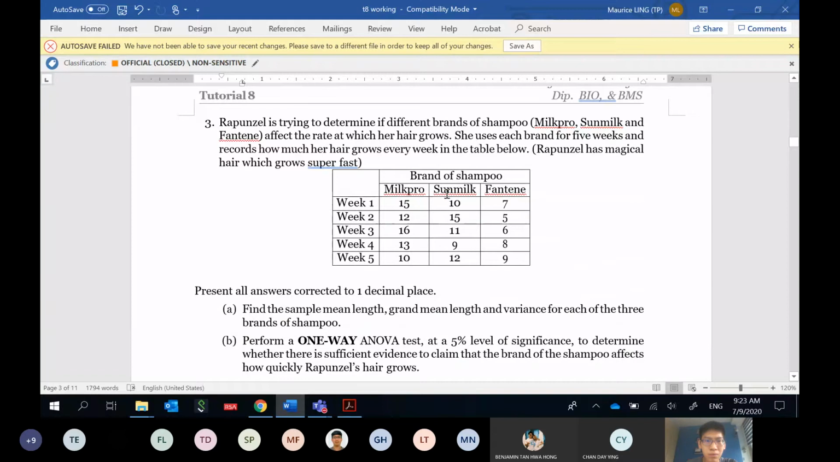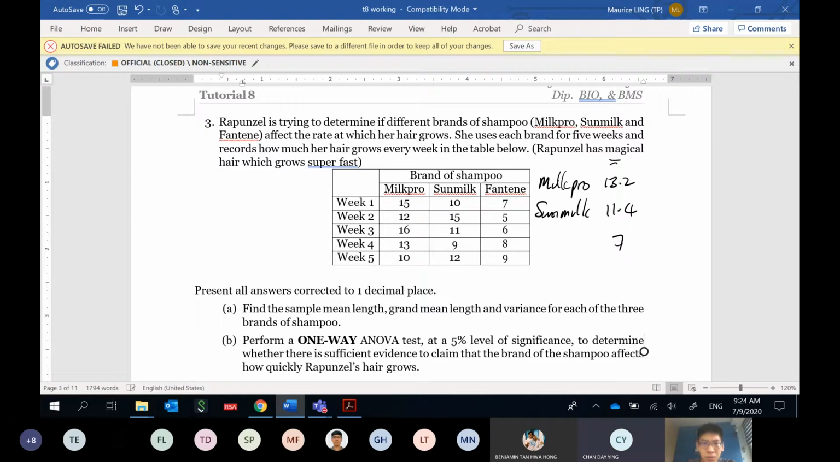Someone is trying to determine which of 3 brands of shampoo makes her hair grow fastest. Hopefully you know the story, right? We have the sample mean and variance for each of the 3 brands of shampoo. The means are 13.2, 11.4, and 7. This is Sun Milk. Then the variances are 5.7, 5.3, and 2.5. This is Fantine.